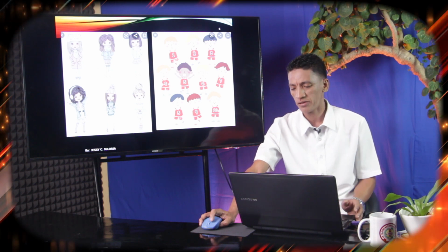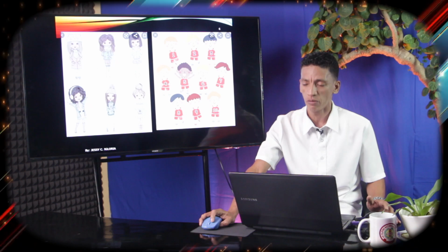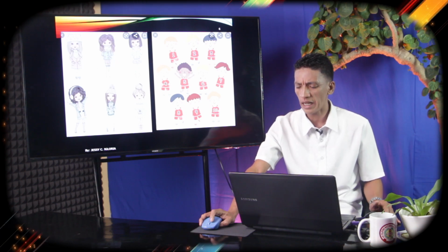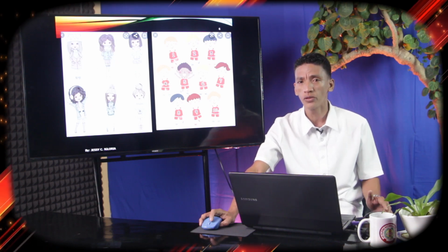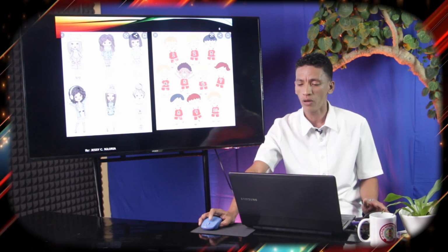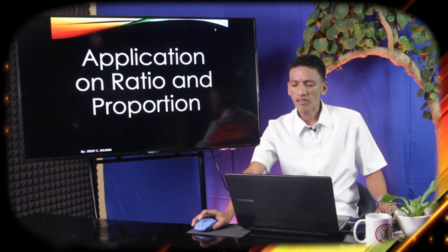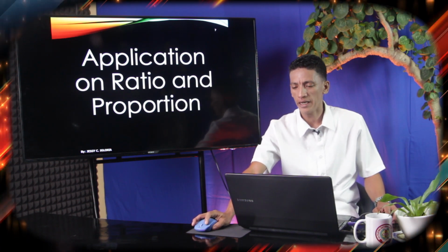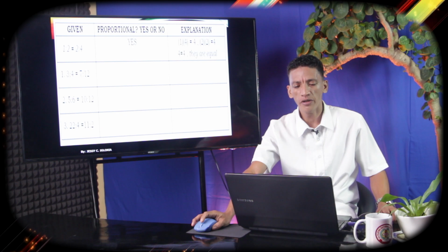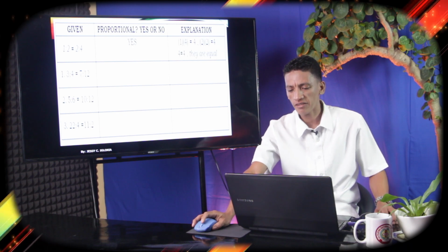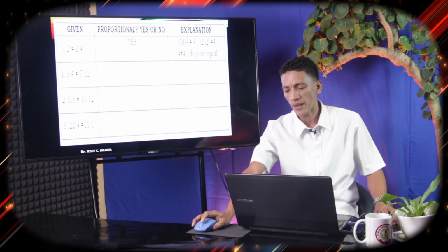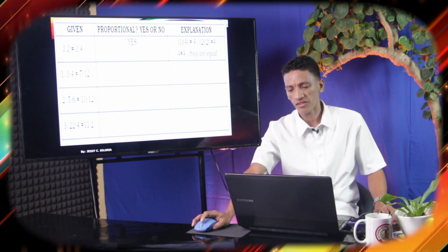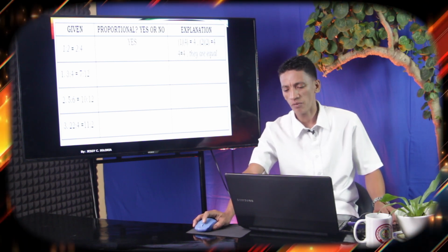But to know further about the concept and principle of ratio and proportion, let us try another activity in relation to real-life situations regarding ratio and proportion. So let us apply some examples of ratio and proportion through this following activity. So we have here the example. The given is 1 is to 2 as 2 is to 4. Yes, this is a proportion.